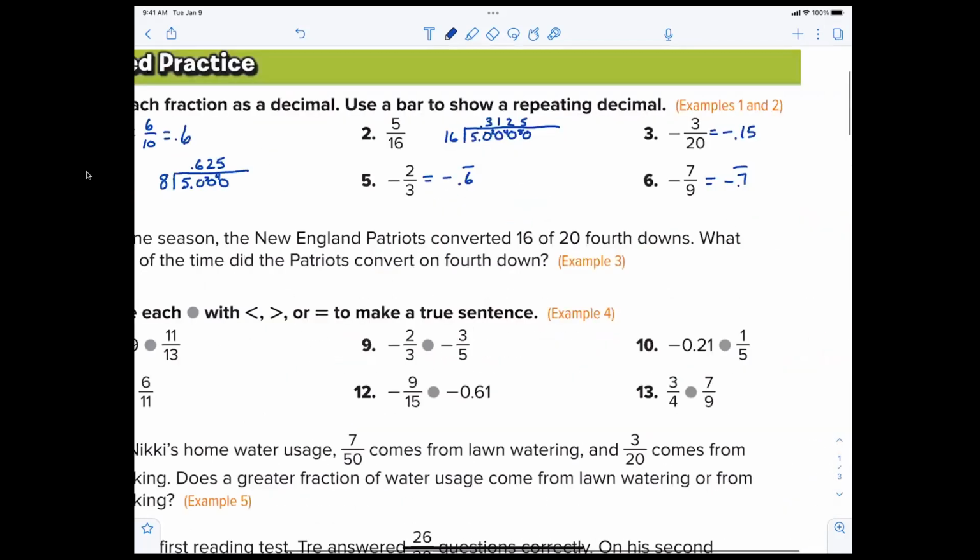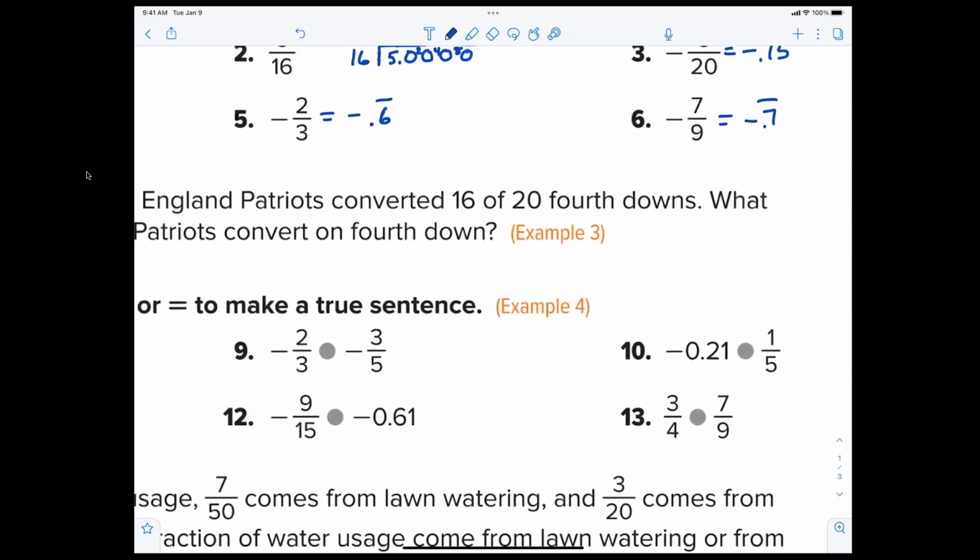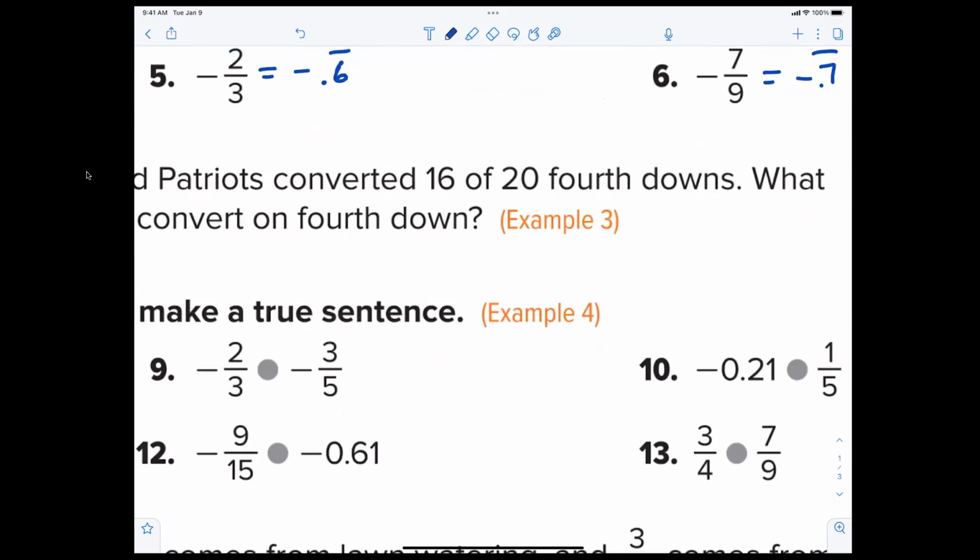All right, here we go. 16 out of 20. Think about it. Don't help him.